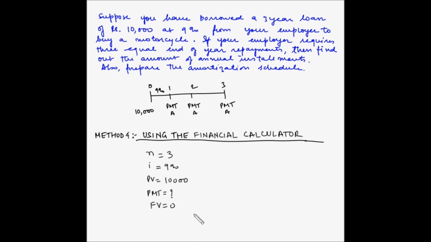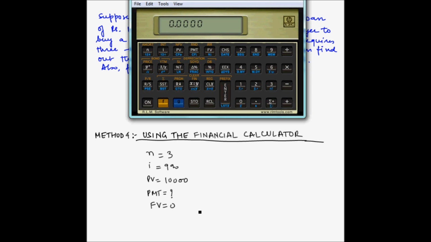So let me now pull the calculator. So the method to use the financial calculator is to first enter the value and then let the calculator know what that value stands for. So 3 is N, 9 is I, 10,000 is the value of PV, that is present value. Payments we have to find out, so we'll click this button at the end.